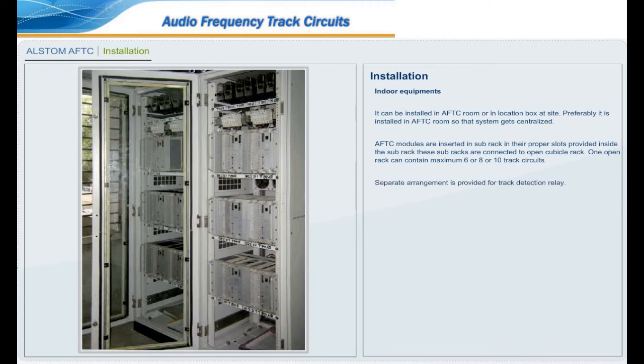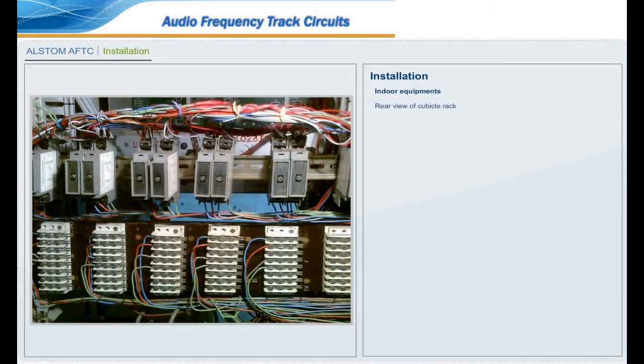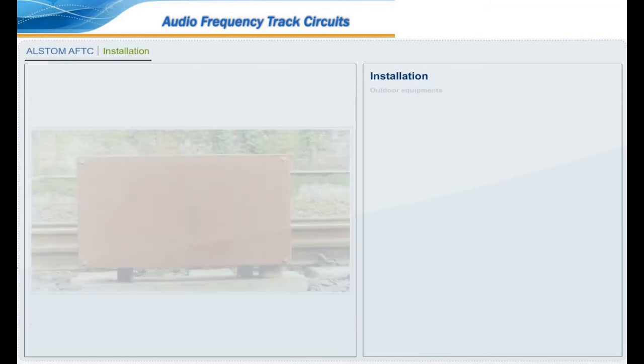A separate arrangement is provided for the track detection relay. The transmitter, receiver and power supply shall be mounted in a standard relay rack in a manner that allows maintenance and testing staff to view the track relay while making adjustments. Rear view of cubicle rack.